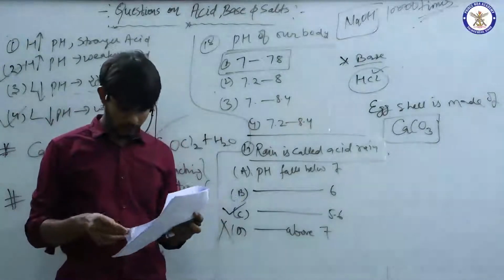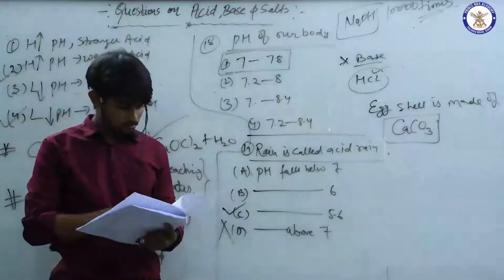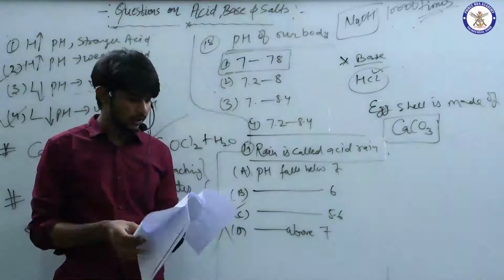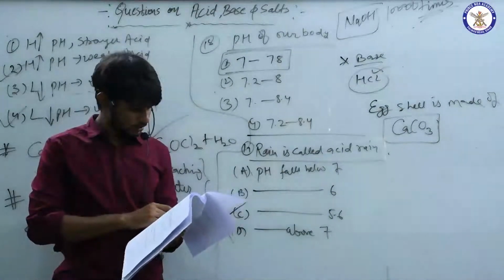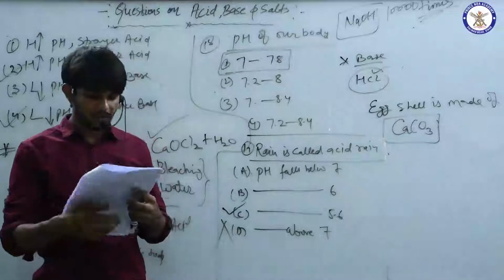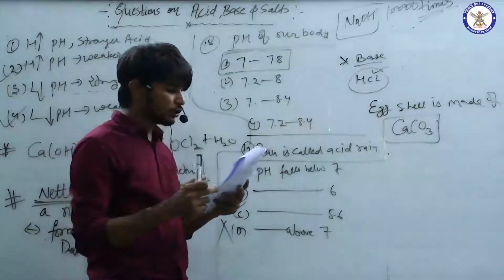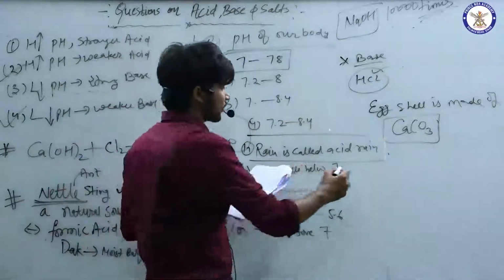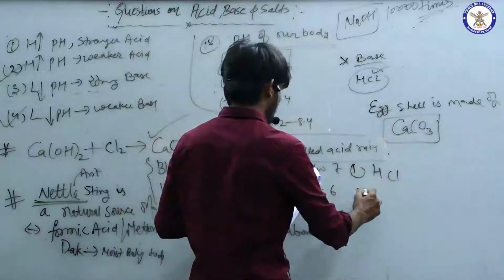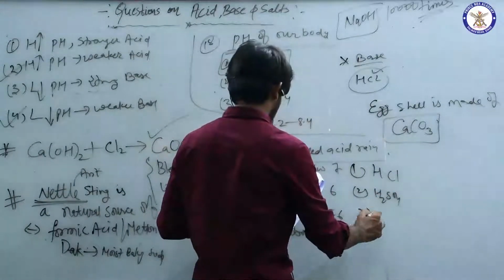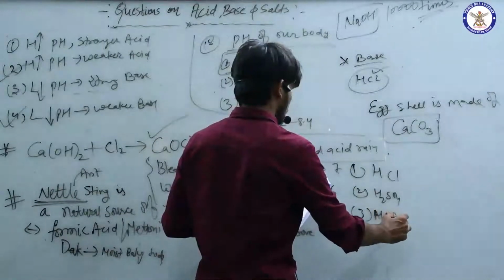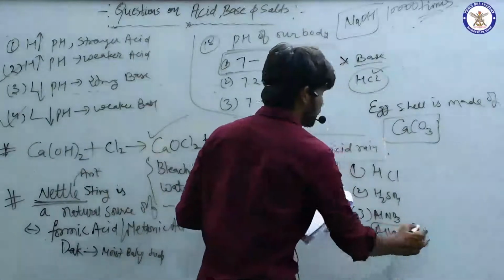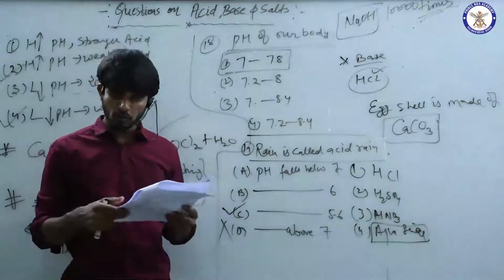Okay, we have done this question also. Most of the questions we have included in it, and yes, one last question. Which of the following is used for dissolution of gold? First one is HCl, second is H2SO4, third is HNO3, and fourth is aqua regia. I hope many of you are aware of this aqua regia, the solution which is used to dissolve gold.